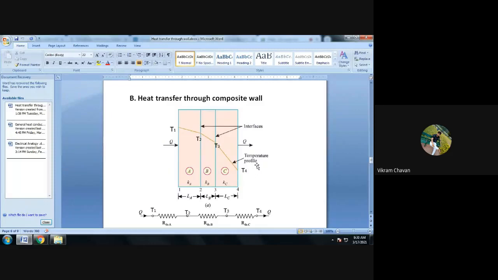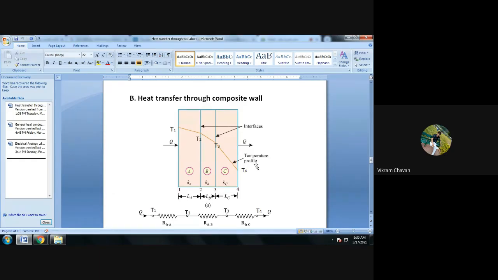Composite wall means what? First, we should know what is meant by a plane wall. A plane wall has only one material. It is manufactured using one kind of material. A composite wall is nothing but a wall having different kinds of material, or layers of material.